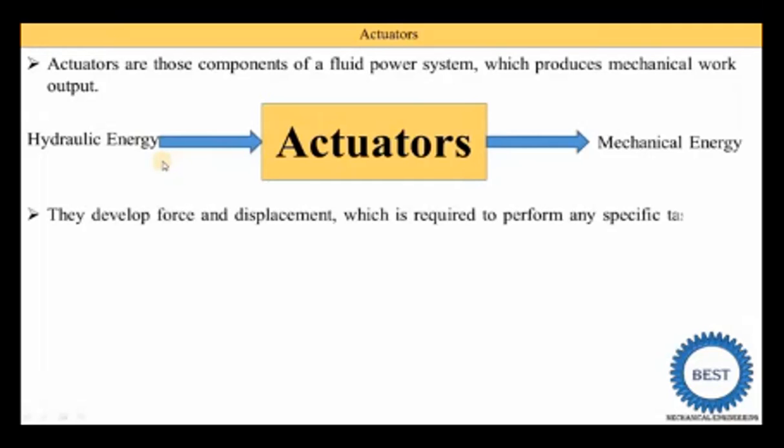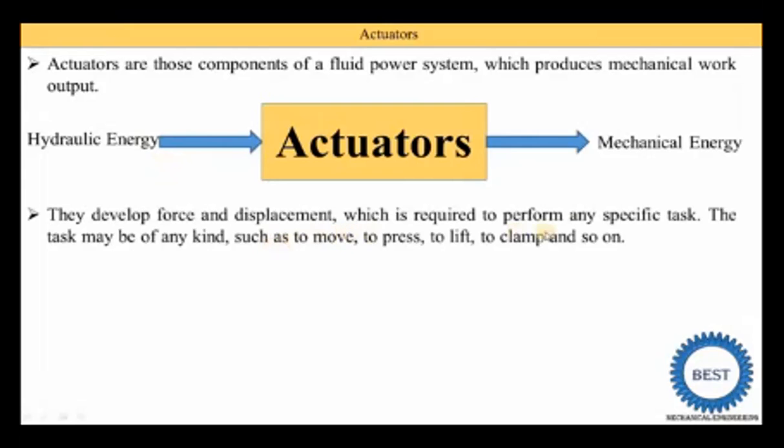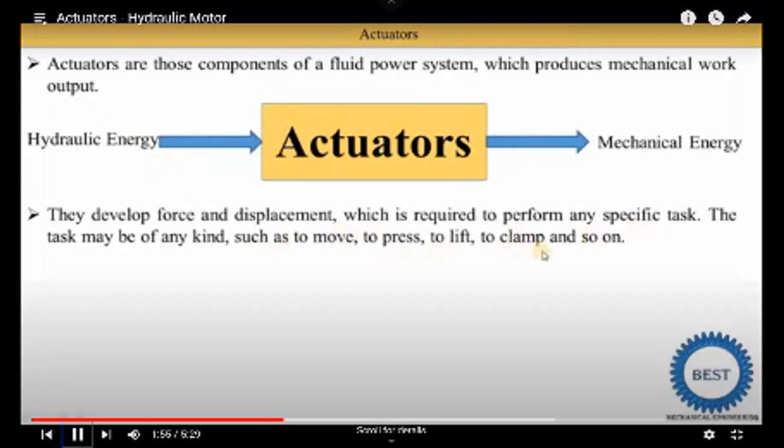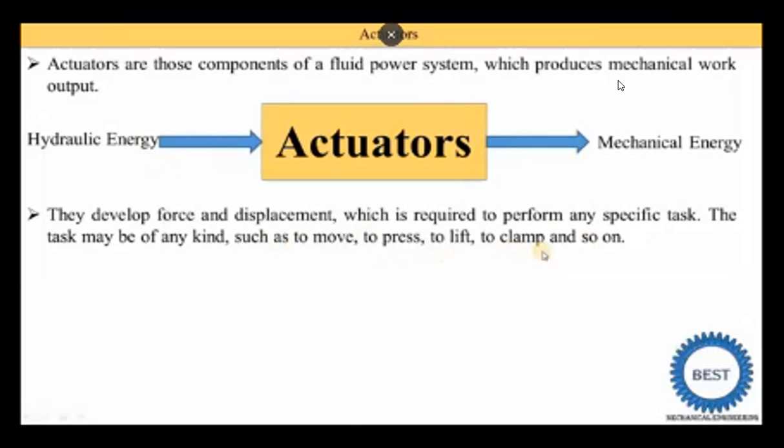Actuators develop the force and displacement required to perform any specific task. The task may be of any kind, such as to move, to press, to lift and to clamp, and so on. Means the functions of the actuator are different. It is used to move some components, to press, as in a hydraulic press machine, to lift some components and to clamp, and so on.